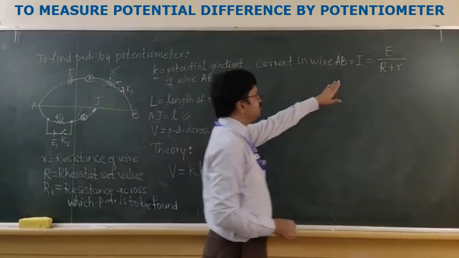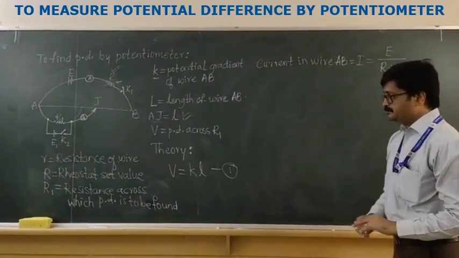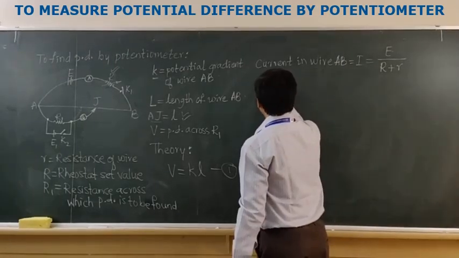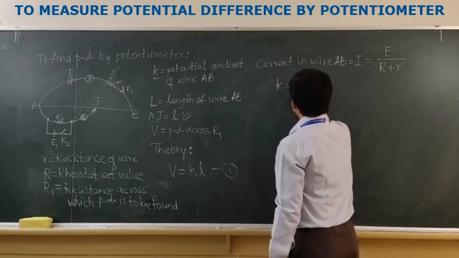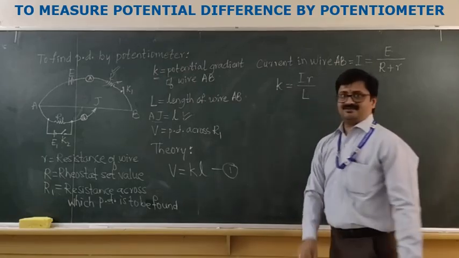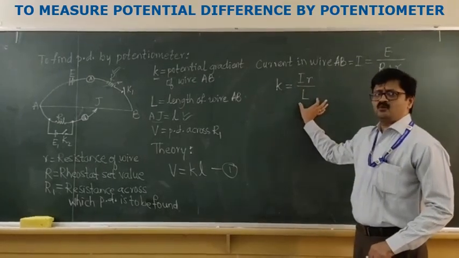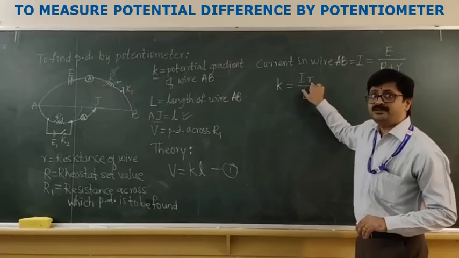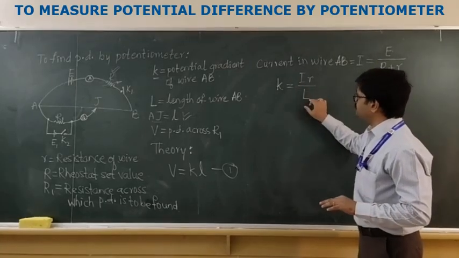Now, since we have dealt with E divided by R plus r, we should also arrive at one more important thing here. K is equal to potential gradient. K is equal to what? Current in the wire multiplied by resistance in the wire divided by length. Correct? Potential gradient is potential difference divided by length. What is potential difference across AB? Is it not I into resistance of AB? Correct? So I into resistance of AB, that divided by length.